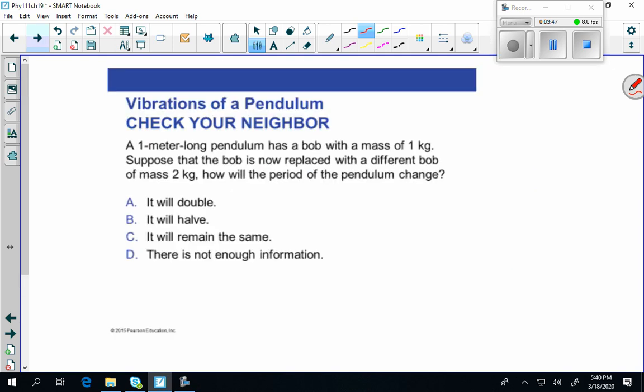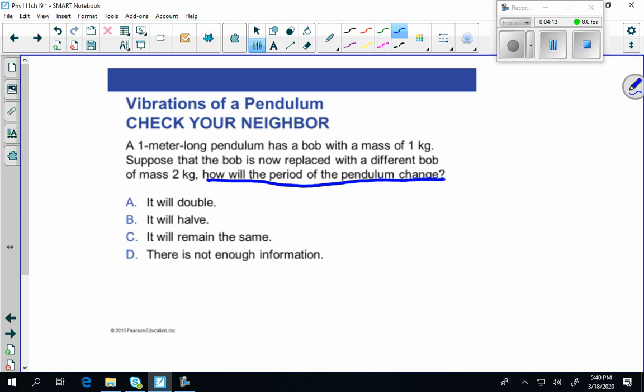So let's say you have a 1 meter long pendulum. The bob is what we call the thing at the end of it, the stone. It has a stone that has a mass of 1 kilogram. Now you get rid of that 1 kilogram mass and you put on a different mass, it's 2 kilograms. How will the period of the pendulum change?